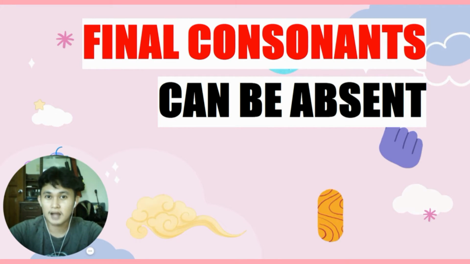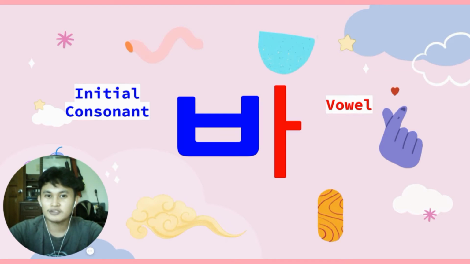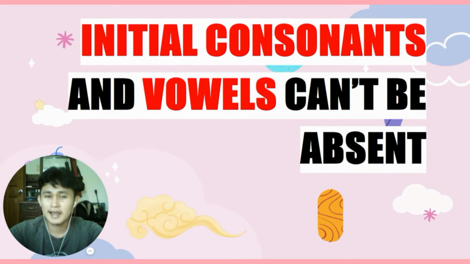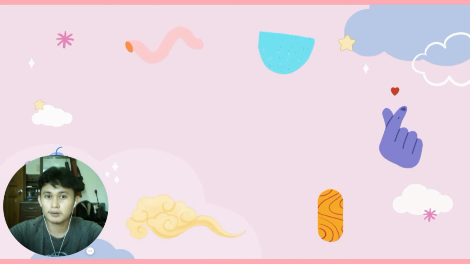Remember, final consonants can be absent, meaning they're just props. A Korean syllable can stand alone even if there's no patsim. Just like this. This Korean syllable only has initial consonant and the vowel. But remember, initial consonants and vowels can't be absent. Those two are really important for you to be able to make a Korean syllable.